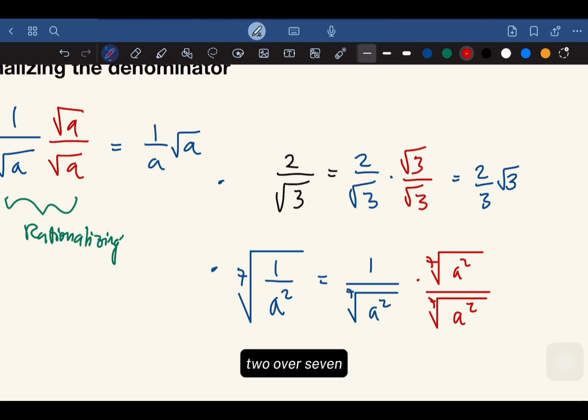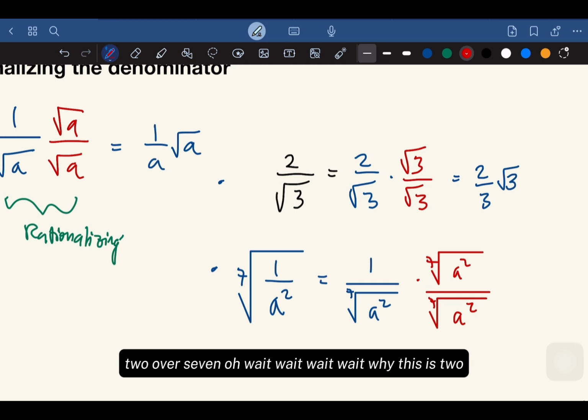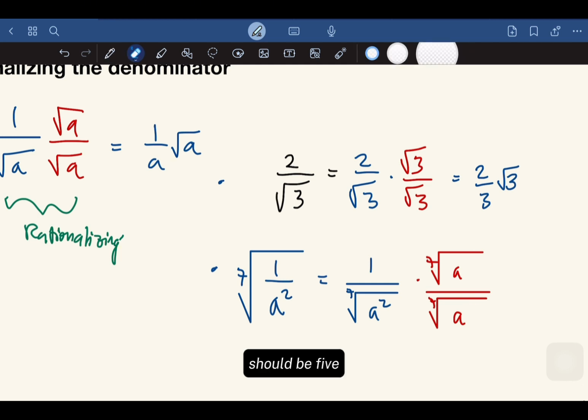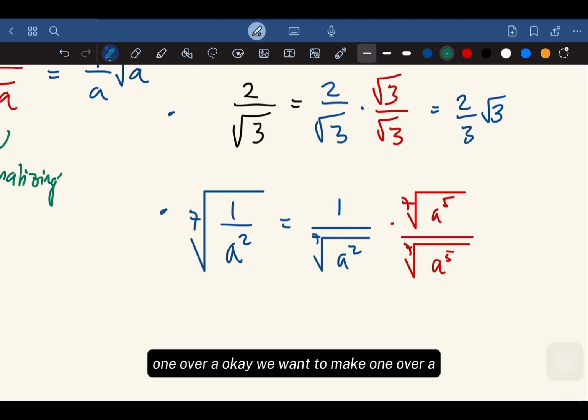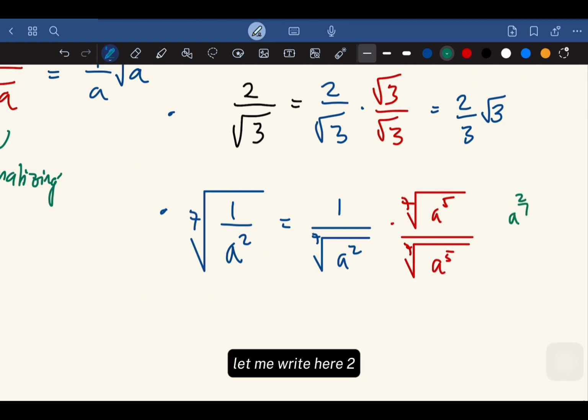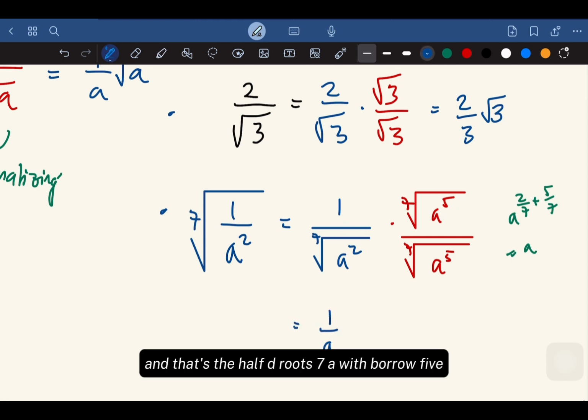Two over 7. Oh, wait. Why is this 2? It should be 5. Do you know why? Because we want to make 1 over a. So let me write here: 2 over 7 plus 5 over 7 is a, right? So at the end, this is 1 over a, and then we have the 7th root of a with power of 5.